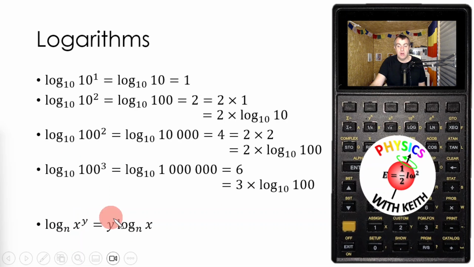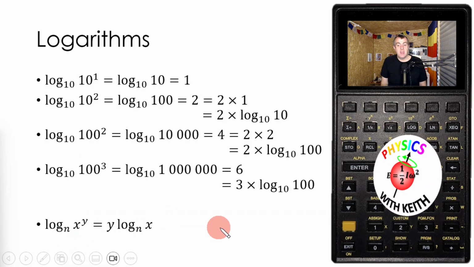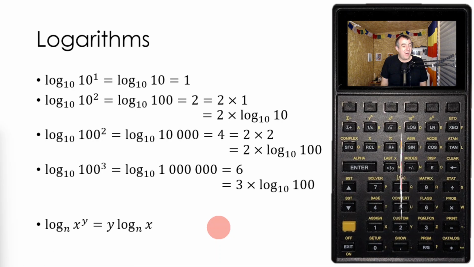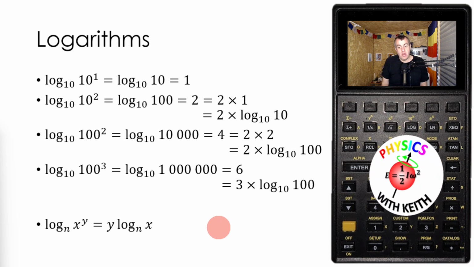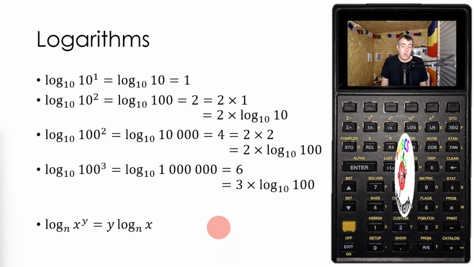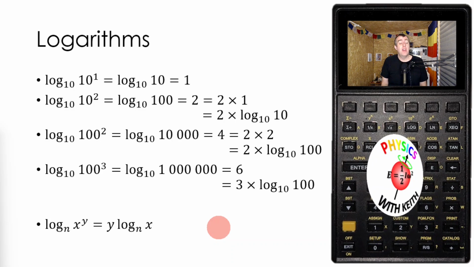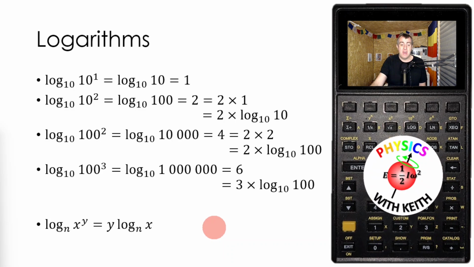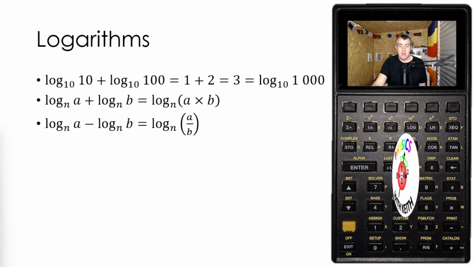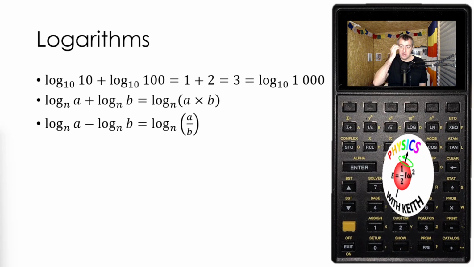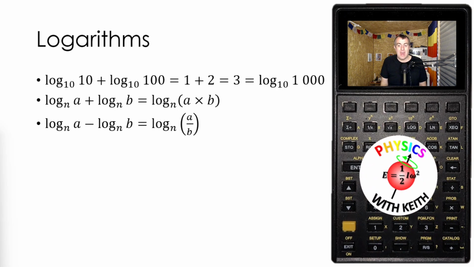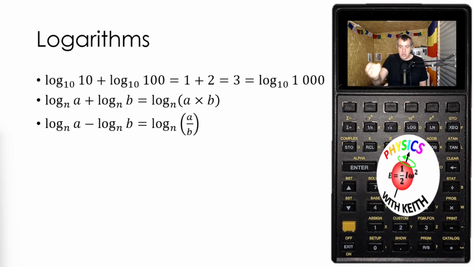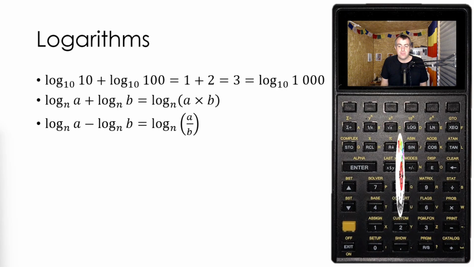So a general rule here at the bottom, we could say, if we've got log with the base n of x to the y, that's equivalent to y times log with the base n of x. Does it work with anything else? Well, yes. Do you remember our laws of indices where we were adding logarithms? It works here as well.